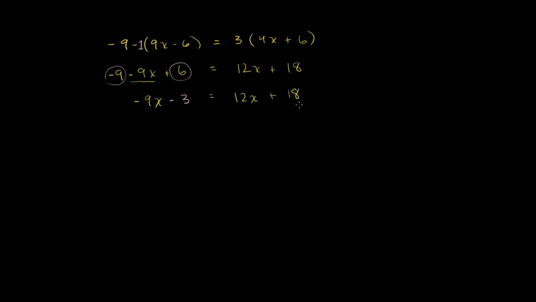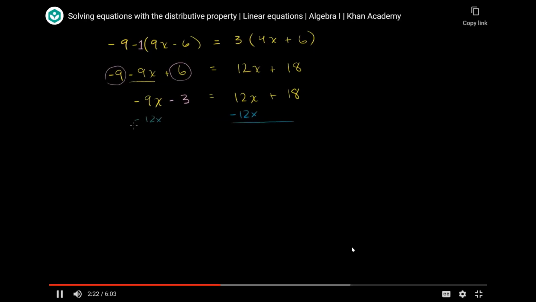Now we want to group all of the x terms on one side of the equation and all of the constant terms, the negative 3 and the positive 18, on the other side. I like to always have my x terms on the left-hand side if I can. You don't have to have them on the left, but let's do that. So if I want all my x terms on the left, I have to get rid of this 12x from the right. And the best way to do that is to subtract 12x from both sides of the equation. So let me subtract 12x from the right and subtract 12x from the left.